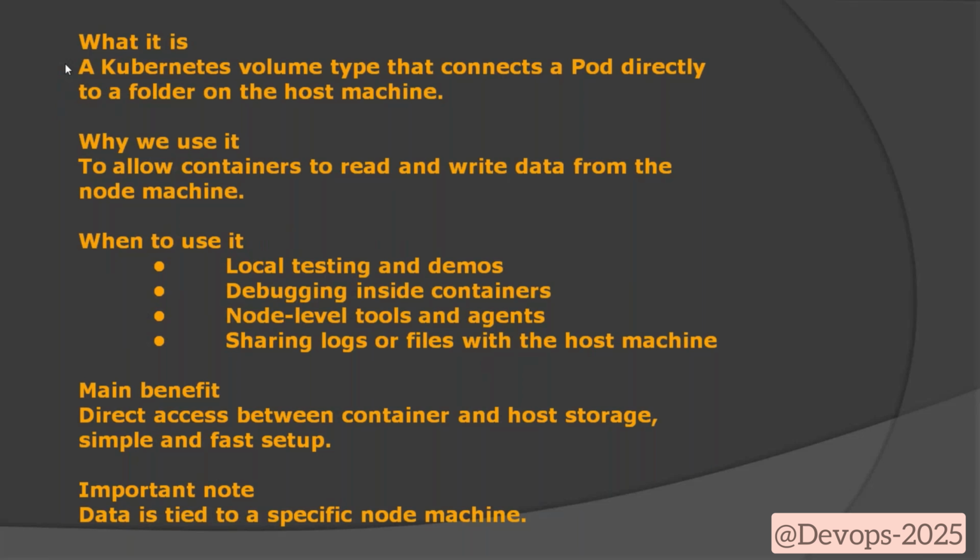Now, one important thing you need to remember is that host path volume is majorly used for node level tools, temporary setups, the development phase, debugging time, and even demos or learning. Okay, in the next class, we will see persistent volume.